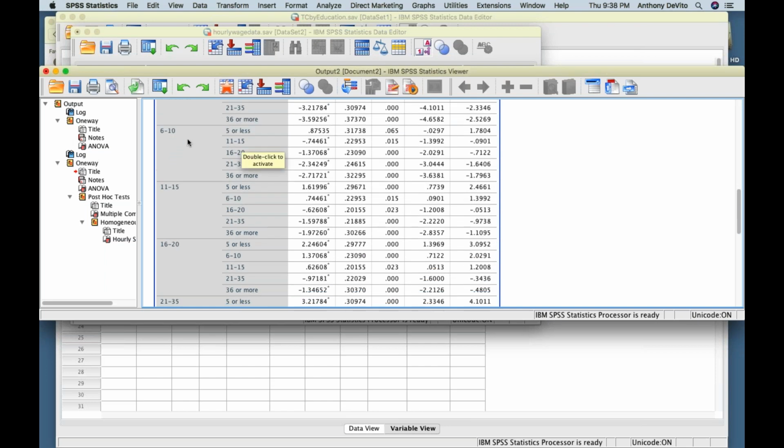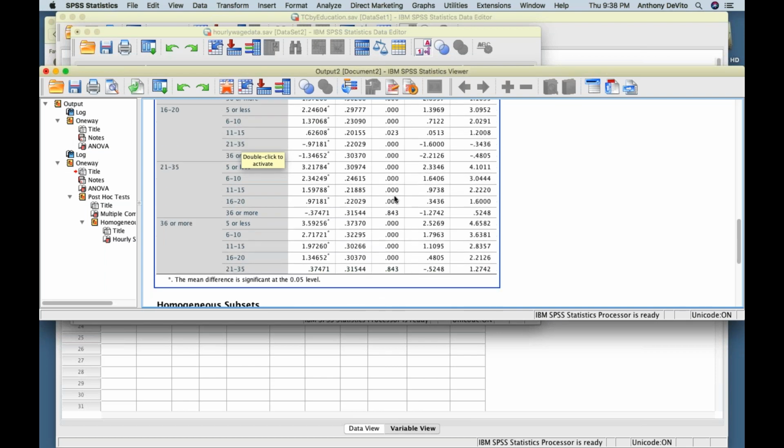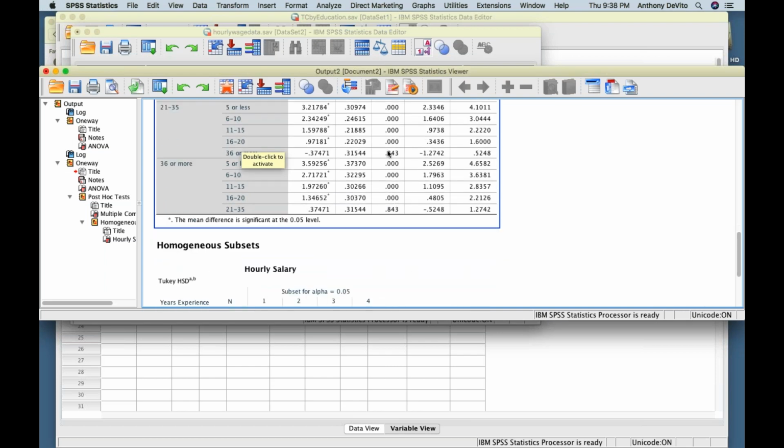Okay, how about 6 to 10? Well, let's see. Except for comparing it to 5 or less, 6 to 10 is statistically different from all the other groups, and so on, and so on. And then we have one that is not. 21 to 35 is not statistically significantly different from 36 or more.